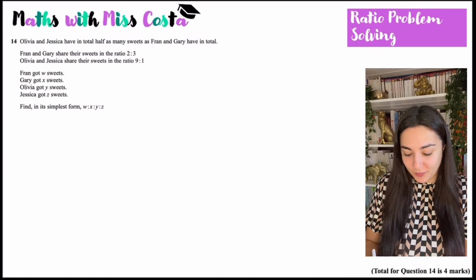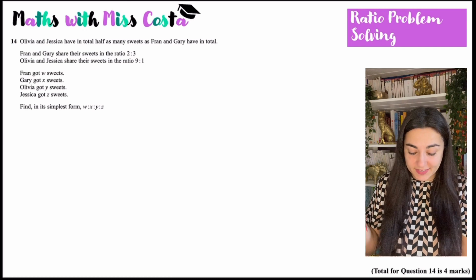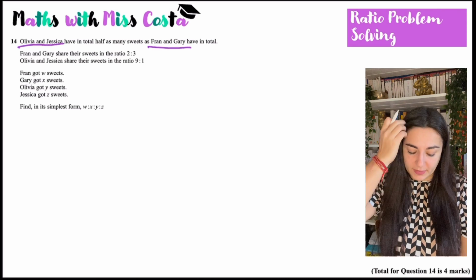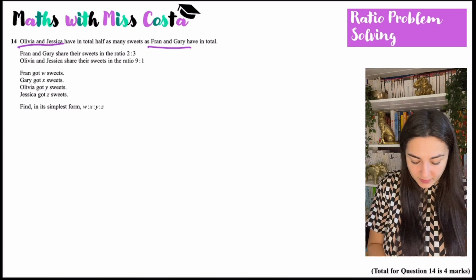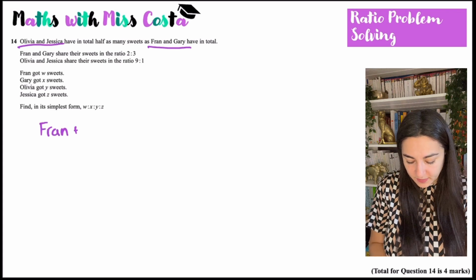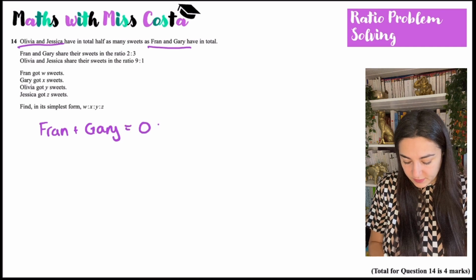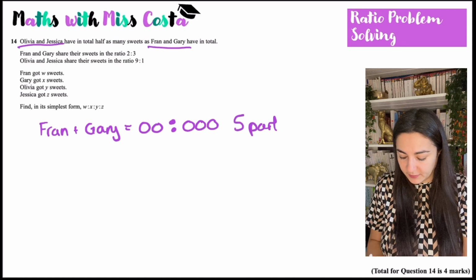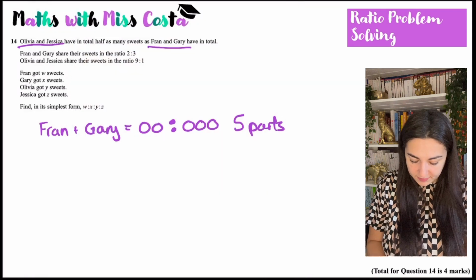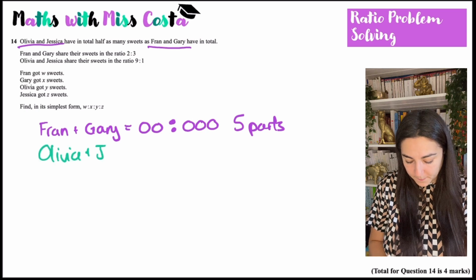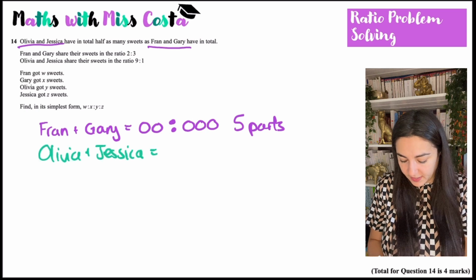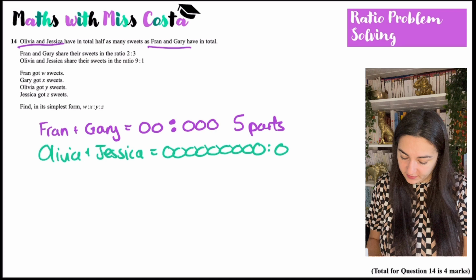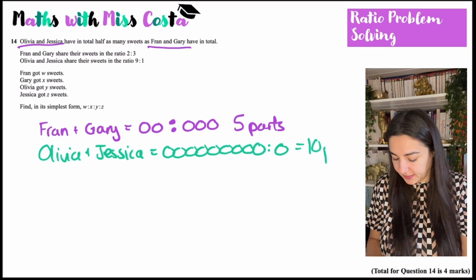Okay, so here we've got a ratio problem solving question. We're told that Olivia and Jessica have in total half as many sweets as Fran and Gary have. And then we're told their respective ratios. Okay, so what we want to do is say, okay, Fran and Gary, they have 2 to 3 parts. So they have 5 parts in total in terms of sweets. And then Olivia and Jessica, they share their sweets in the ratio 9 to 1. So that is in total 10 parts.